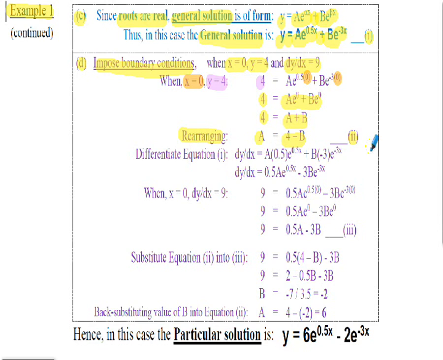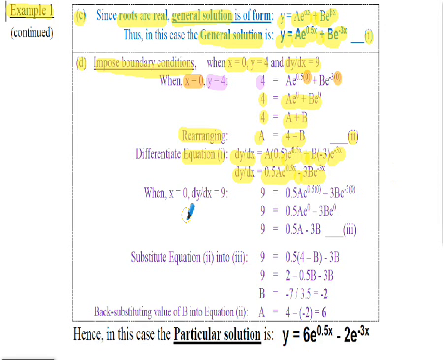If we now differentiate equation 1 above, using standard forms here, we find we get dy by dx is equal to A multiplied by the 0.5, e to the 0.5x, plus B multiplied by the negative 3 multiplied by e to the negative 3x. That's just using the standard form from our standard differential tables. Tidied up on the next line, dy by dx is equal to 0.5A multiplied by e to the 0.5x minus 3B multiplied by e to the negative 3x.